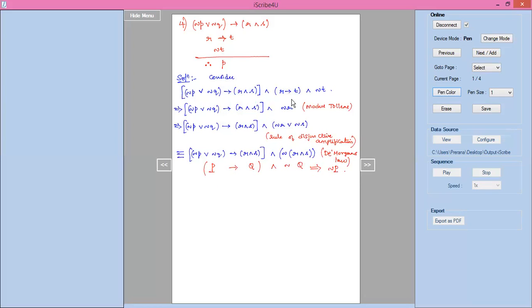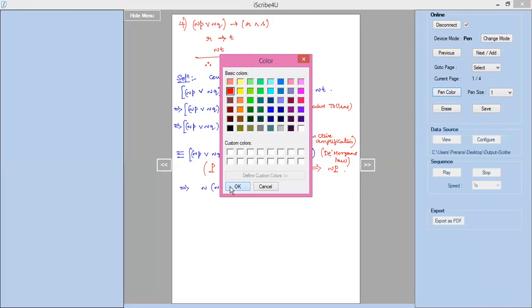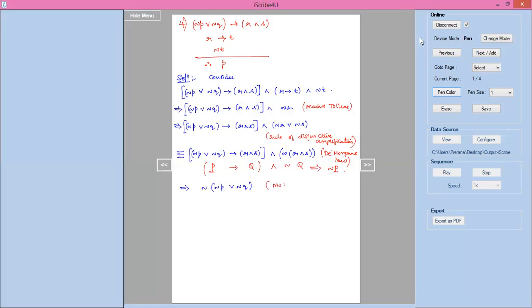So we have to arrive at negation P. The P value is this bracket, that is negation P or negation Q is nothing but capital P we have assumed. So I have to now arrive at negation capital P. So negation capital P means negation of negation P or negation Q. So this implies negation of negation P or negation Q. And this formula, whatever we wrote here, is nothing but the application of the rule of modus tollens.